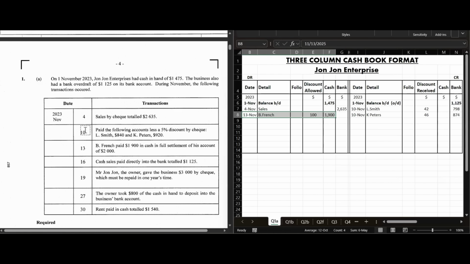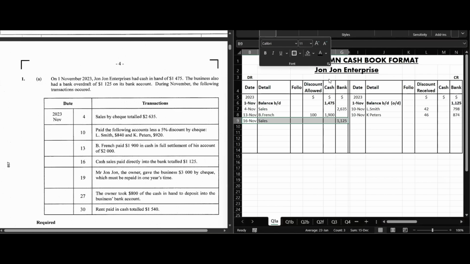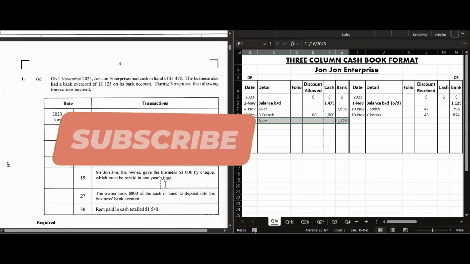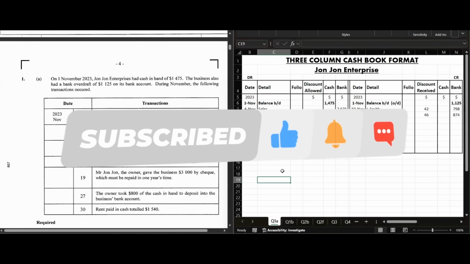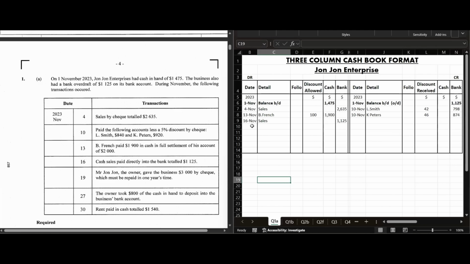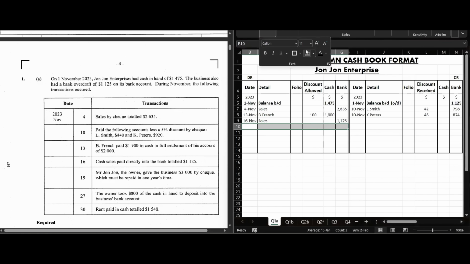On November 16th, cash sales paid directly into the bank. Therefore, we made sales, money went directly into the bank account, $11.25. Let's record that as debit. Great job. Now on the 19th, Mr. John, the owner, gave the business $3,000 by check, which must be repaid in 1 year's time. So Mr. John Jones actually gave the business a loan. So that's going to show up on the debit side as well into the business's bank account.